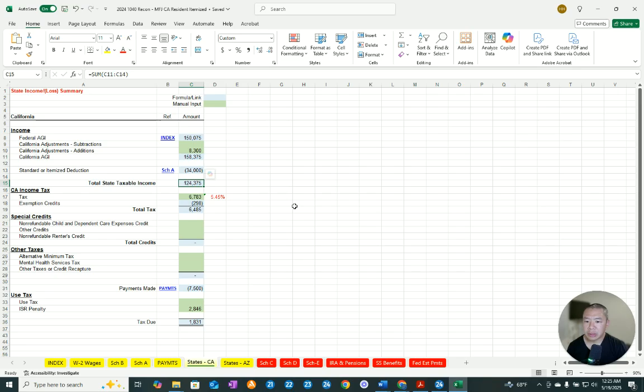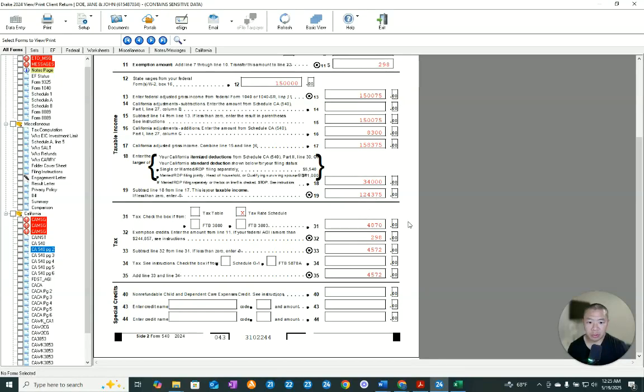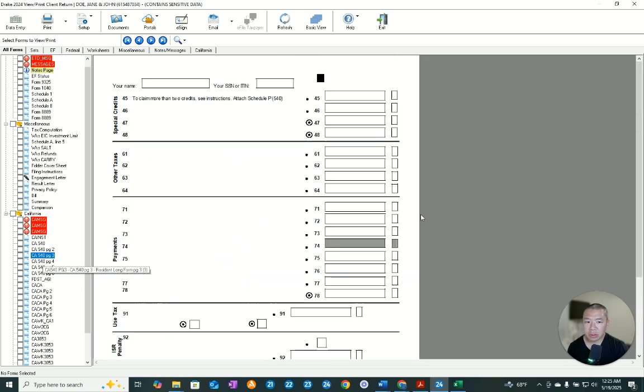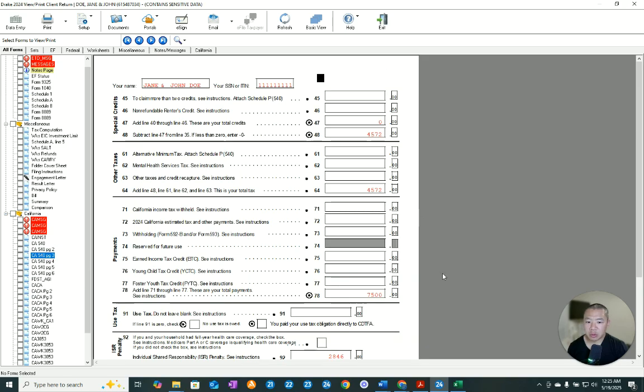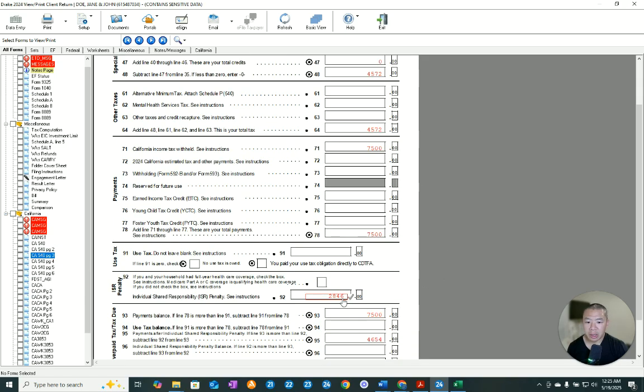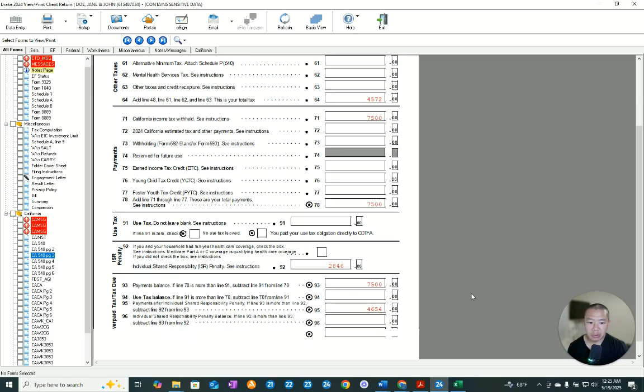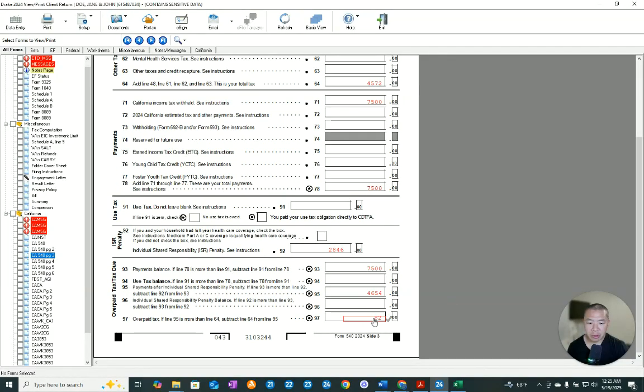And their new taxable income should be $124,375. Let's see if that's right. Yep, $124,375. Taxes $4,870. The exemption credits $298, which was $149 times 2. So this is the total tax, $4,572. We assume $700 was withheld, but we also assume that they didn't have health insurance, so they're hit with this penalty, and therefore they owe $82 in taxes.